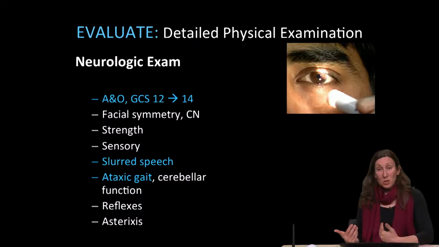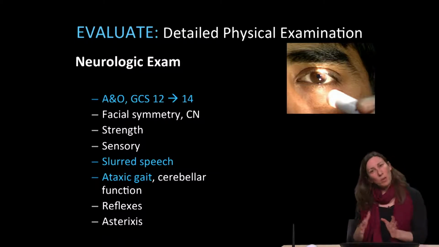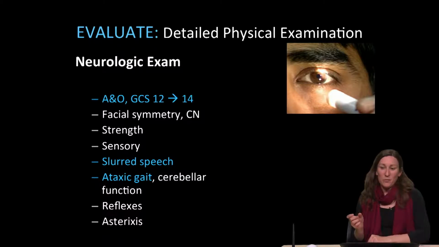I'm looking for facial symmetry, and again, the things highlighted in blue is what our patient had, and everything in white was normal on his exam. So his face was symmetric, his cranial nerves were intact. He was moving all 4 extremities with equal strength, and his sensory exam was intact. He did have slurred speech and an ataxic gait. He has normal reflexes and no asterixis. Any abnormality in this exam can actually really point you to, as they have taught you in your neurology rotation, the location of the lesion.